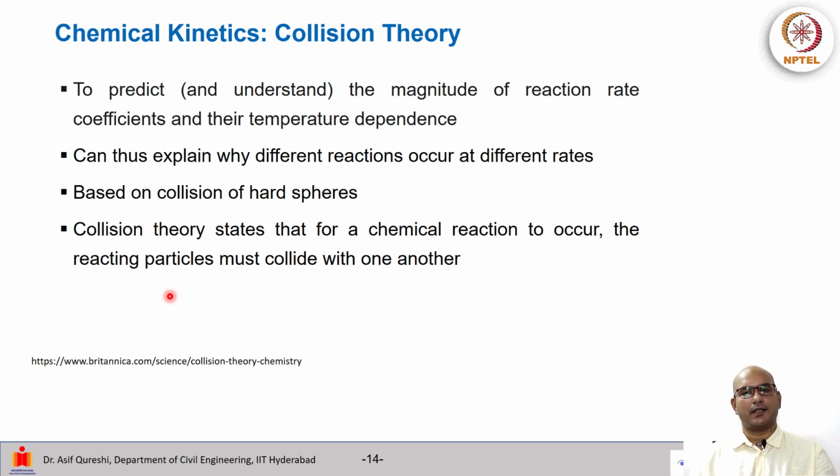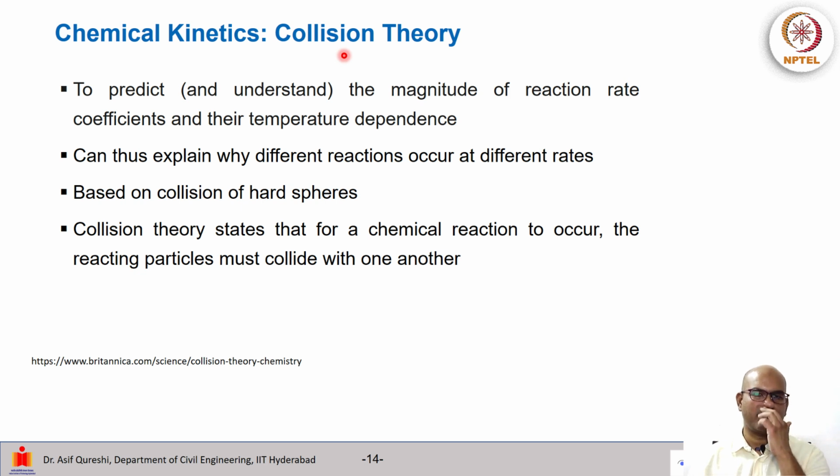Now, to predict and understand these reactions and the magnitude of the reaction rate coefficients and the temperature dependence, the first and the most basic theory is the collision theory. Using collision theory, we can understand the magnitude of the reaction rate coefficients and predict them as well. And therefore, once we understand how to predict the rates, we can possibly explain why different reactions can occur at different rates.